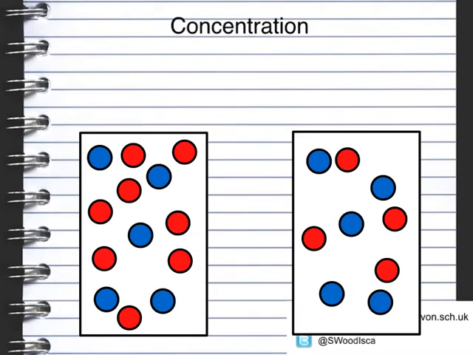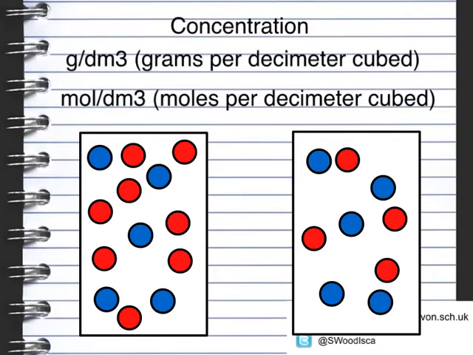Concentration is a measure of how much of a chemical there is in a certain amount of volume. It can be measured in either grams per decimetre cubed or in moles per decimetre cubed. Now the concentration is dependent on the amount of solute that we can see here in red compared to the amount of volume that there is. Now you can see that we've got two identical volumes here, although this is in 2D, but on this side we have it more concentrated because we've got more solute particles than we do on the other side, making this side here more dilute.